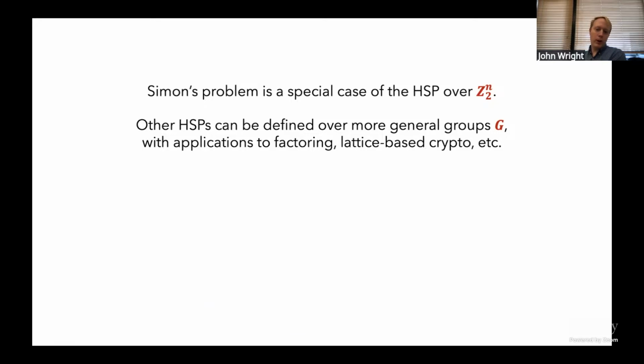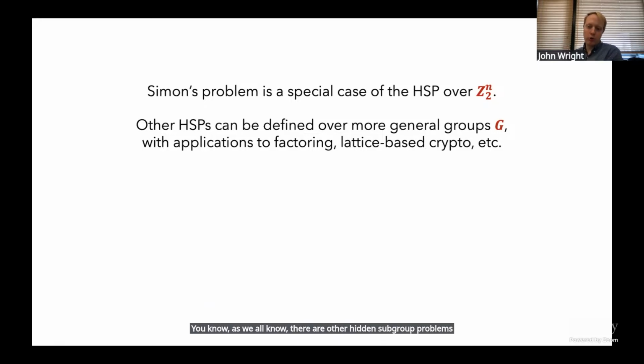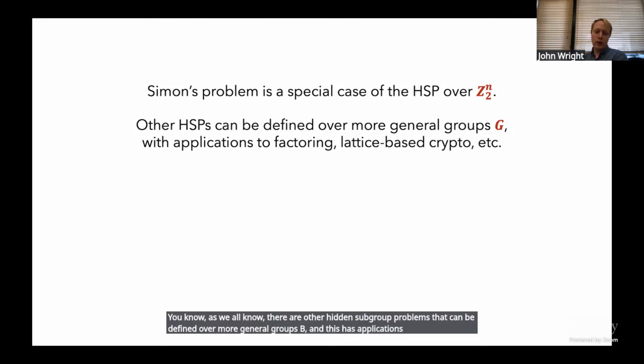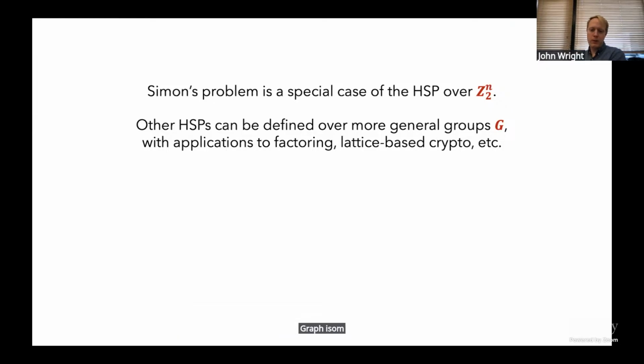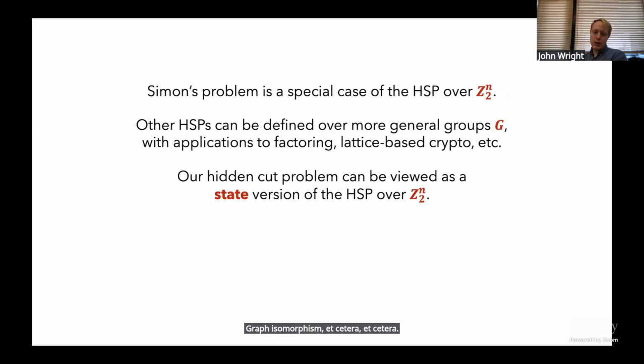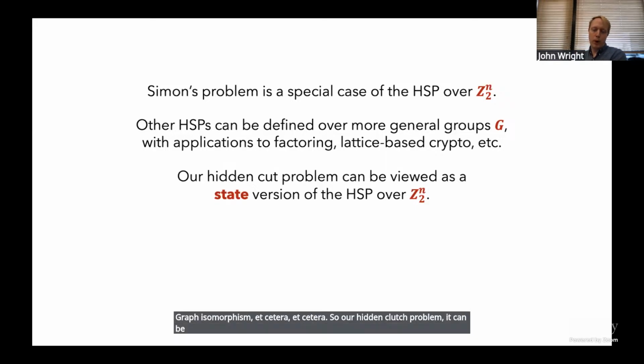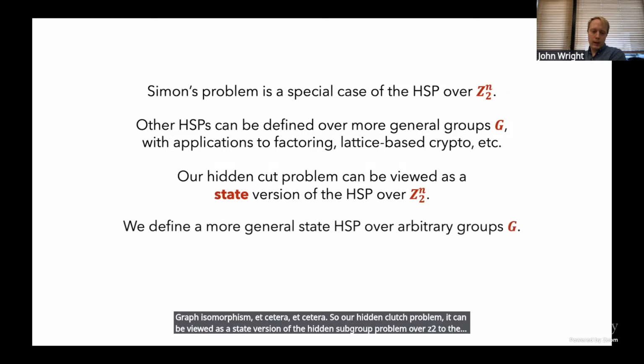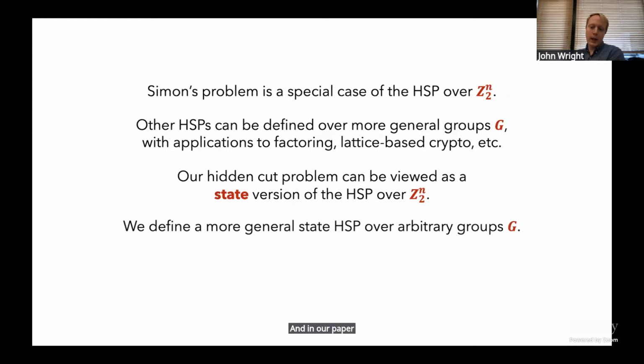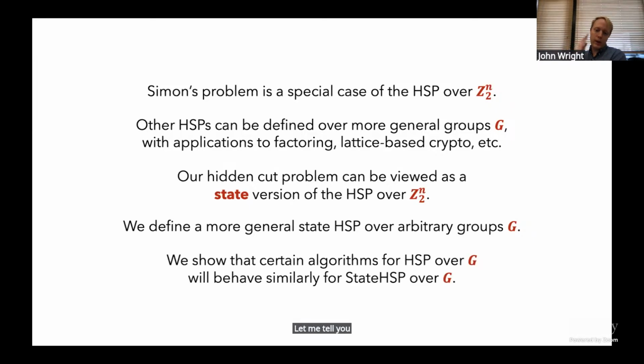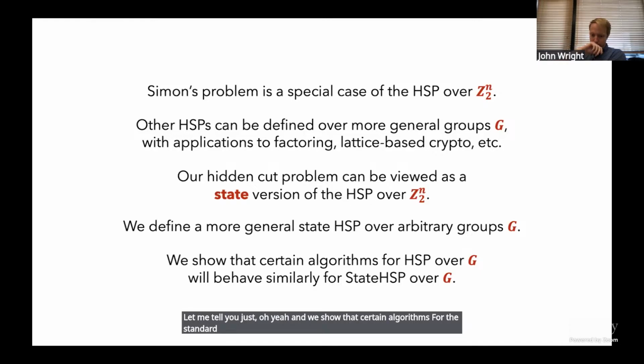As we all know, there are other hidden subgroup problems that can be defined over more general groups G, and this has applications to all sorts of areas like factoring, lattice-based crypto, graph isomorphism, et cetera. So our hidden cut problem can be viewed as a state version of the hidden subgroup problem over Z_2^n. And in our paper, we defined a more general state HSP over arbitrary groups G. And we show that certain algorithms for the standard HSP over group G wind up behaving similarly when you try to use them for the state version of the hidden subgroup problem.